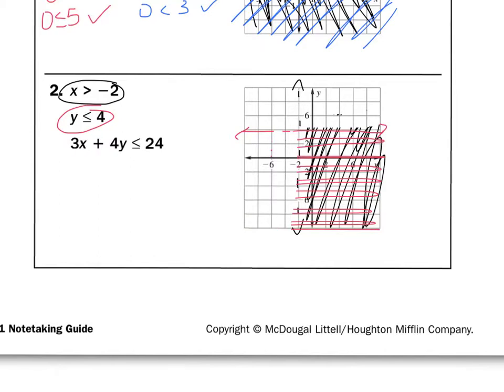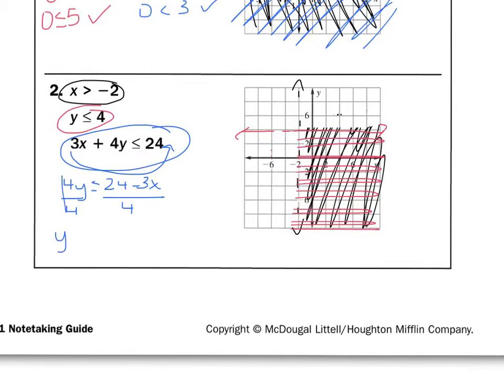And then let's graph the last equation. I do need to solve that one for y if you want to be able to put it into your calculator. So I'm going to move the 3x over here. That's going to leave me with 4y is less than or equal to 24 minus 3x, and then divide both sides by 4. 4's cancel out. You get y is less than or equal to 6 minus 3/4 x.